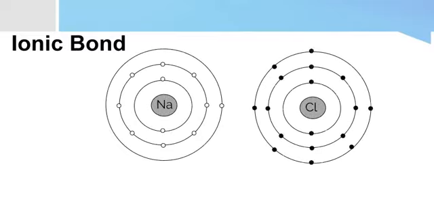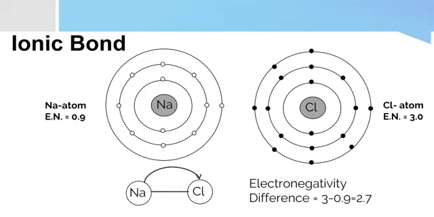So let us take an example of an ionic bond here. We are seeing sodium and chlorine here. Sodium belongs to alkali metals, group 1, so its electronegativity is less. It's an electropositive element, and its electronegativity is 0.9. And chlorine, which belongs to group 17, its electronegativity is high. It's 3.0. So the electronegativity difference for this ionic bond is 2.7. So when ionic bonds are formed, the electronegativity difference is high.